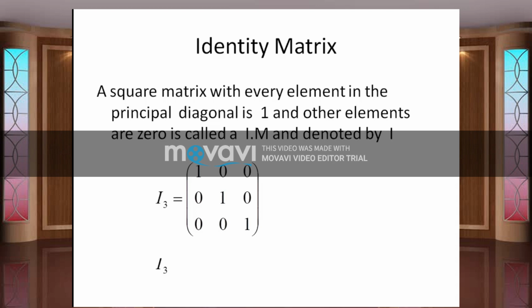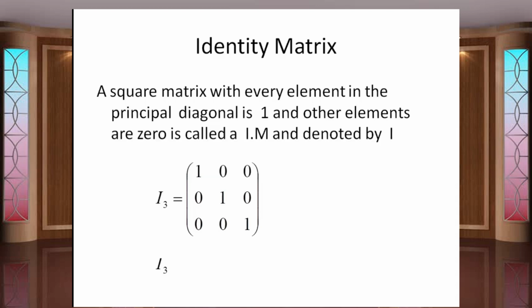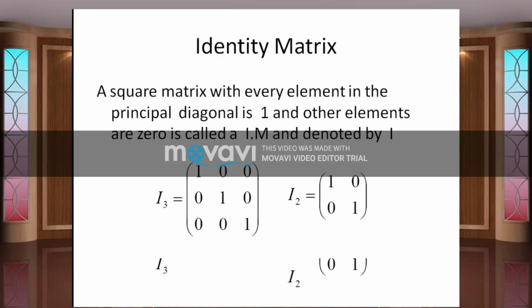I3 means a 3 by 3 order identity matrix, and it can be written as I3. Similarly, it may be 2 by 2, with 1 1 1. What you can see is that every diagonal element will be 1, only 1, no other. If it is 2, it has another name.